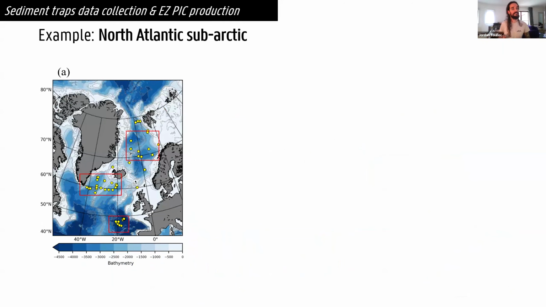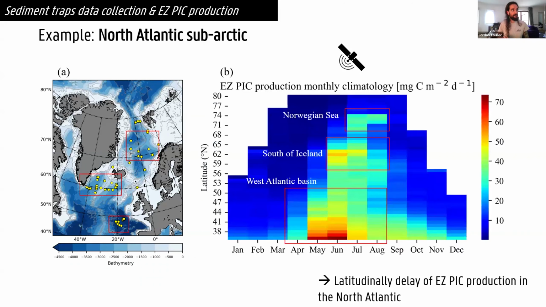If we still stay in North Atlantic, every yellow dot is a sediment trap deployment, and we observe that they are nicely spread all over the North Atlantic. But when we look at the monthly climatology of PIC production, estimated based on my models, the x-axis is the different months of the year, and the y-axis is the latitude. So we observe a latitudinal variation of PIC production.